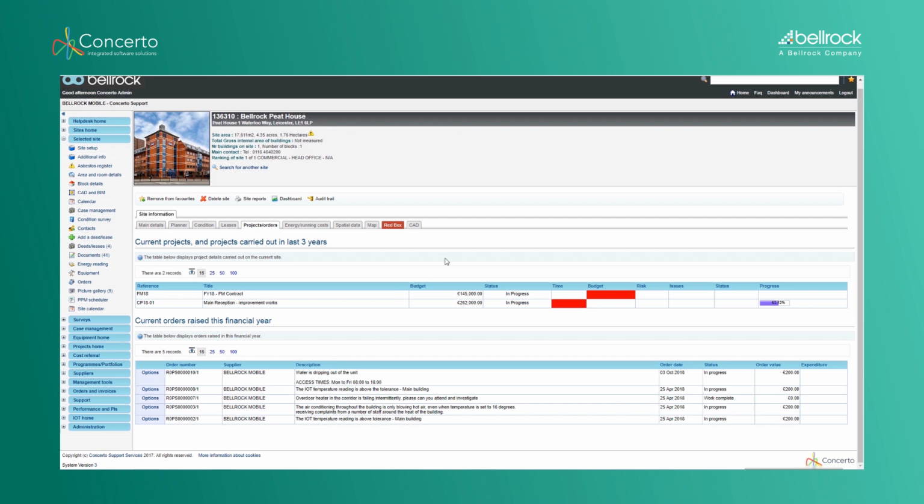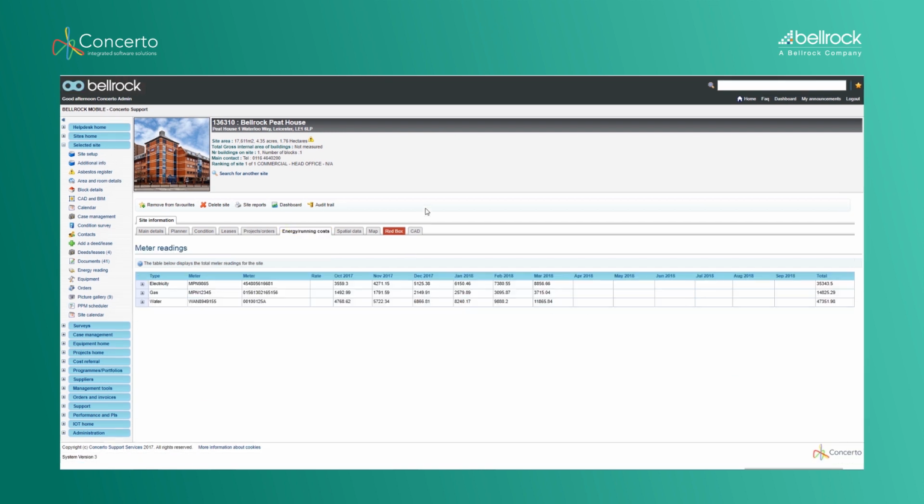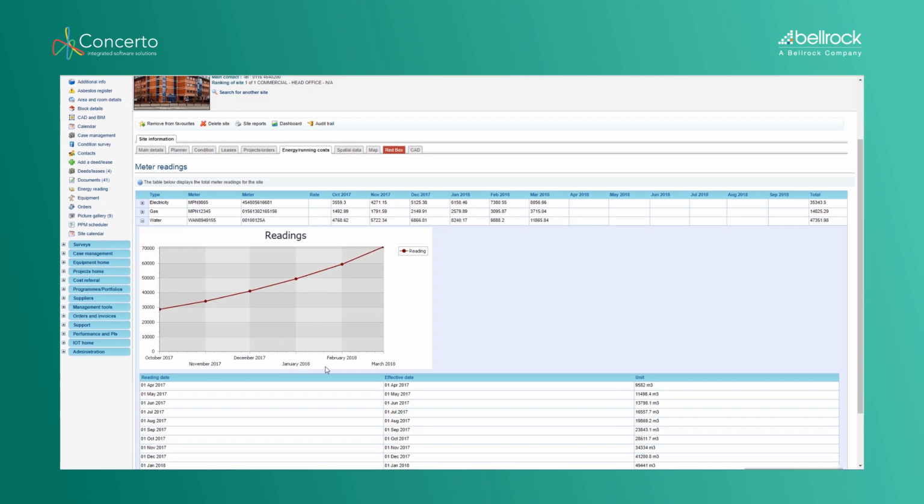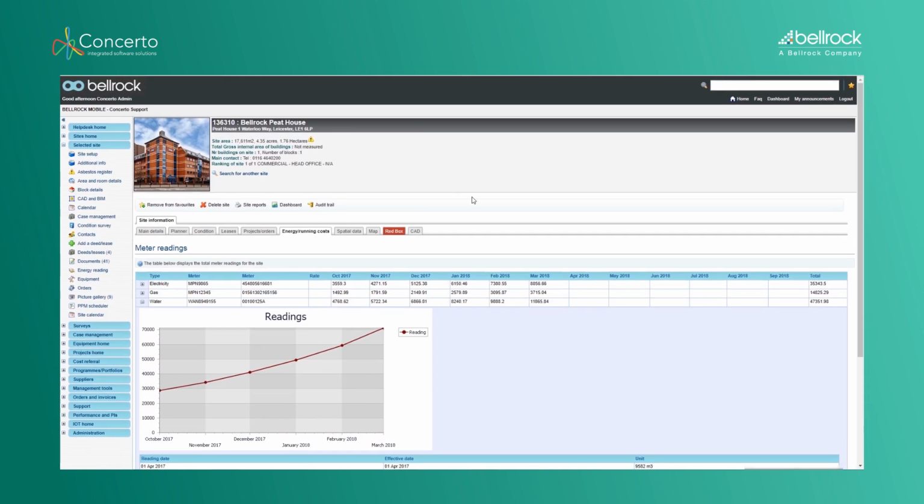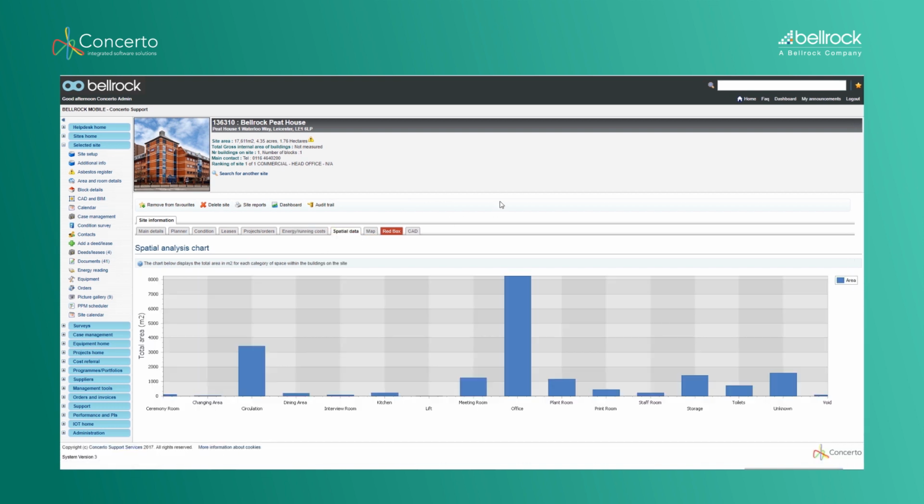our particular buildings. Then we can also capture our energy and running costs, which can then be interleaved alongside our staff and our maintenance costs, and then obviously start to have a look at the spatial breakdown of our individual properties, i.e. how we're using the spaces and the services that are supporting those spaces.